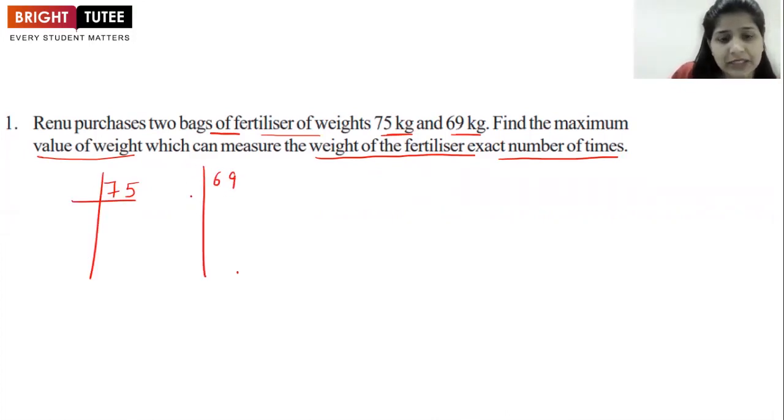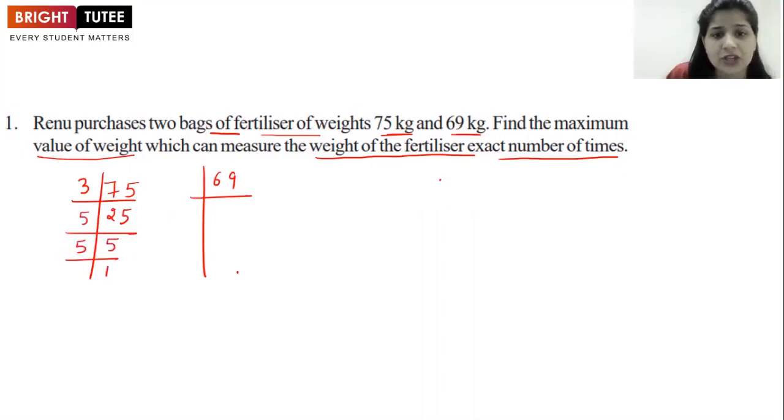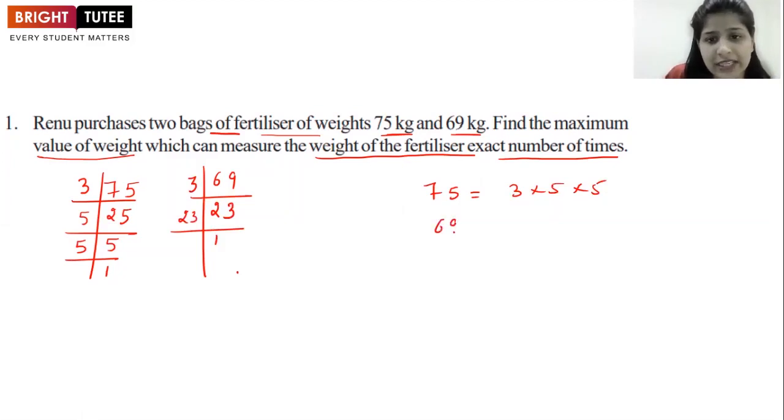Let's start. The first one I can divide by 3, because by 2 it will not be divided. 3 2s are 6, 3 5s are 15. Then again with 5, 5 5s are 25. So 75's prime factors are 3 into 5 into 5. What about 69? 69 is not divisible by 2 but yes by 3. 3 2s are 6, 3 3s are 9. Then we are left with 23, which is a prime number. So 69's prime factors are 3 into 23.